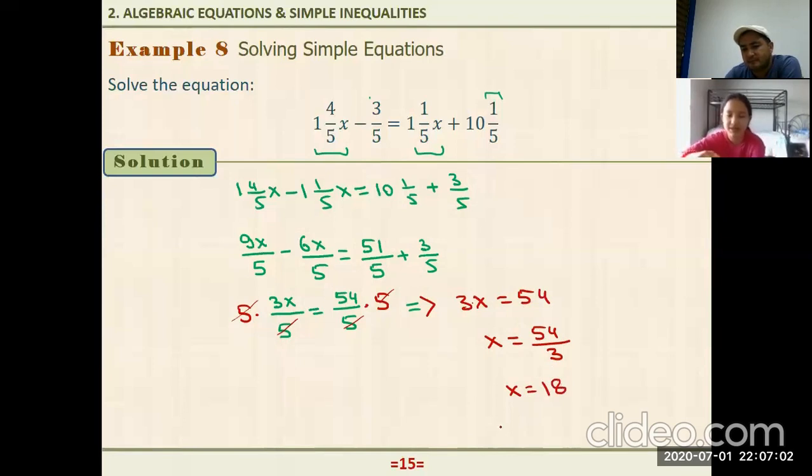Isn't it? Oh, 18. 3 times 18 is 54... As you see here, 3 times 18, 54, right? So if you substitute this for x here, evaluate the left-hand side, and substitute 18 for x, evaluate the right-hand side, they will be equal to each other. Okay? So that is a solution of the given equation.